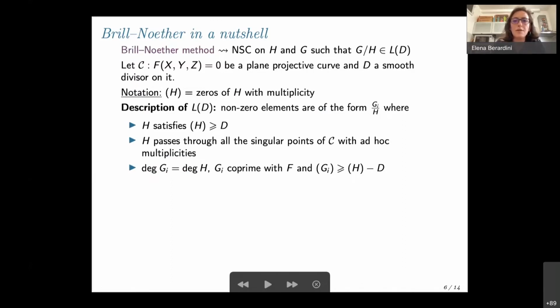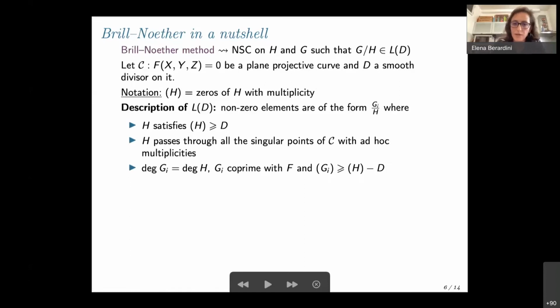So it gives you all the conditions on G and H. In particular, the elements of L of D are of the form Gi over H. So you can see that you can have a common denominator for the functions of L of D. And H must pass through all the singular points of the curve, and the divisor of H must be bigger than D. While for what concerns the Gi, they must have the same degree as H, be coprime with the function defining the curve, and their divisors must be bigger than the divisor of H minus D.